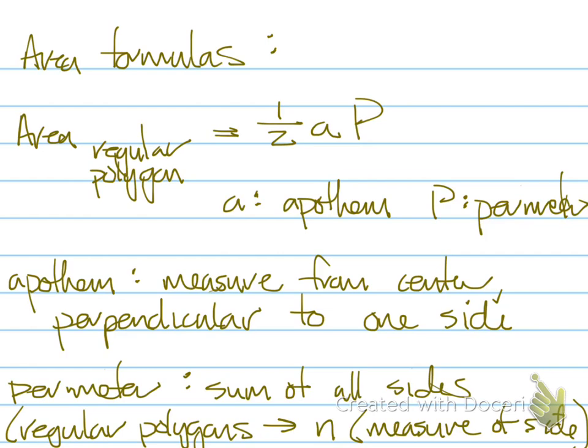same measure. Again, the formula for a regular polygon is 1/2 the apothem times the perimeter of the regular polygon, where the apothem is the measure from the center of the regular polygon perpendicular to one of the sides. The perimeter is always the sum of all the sides. For regular polygons, that would be the number of sides times the measure of each side.